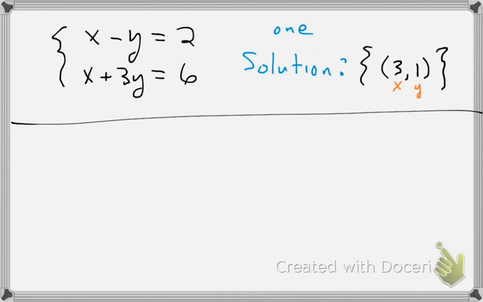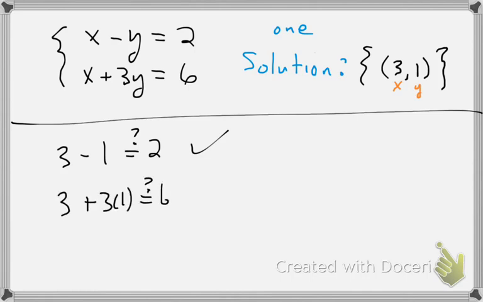Get a true statement. Plug it in. Yeah, if I plug it in, I get a true statement. Only this time it has to be true for both of them. So if I plug in 3 minus 1, is that 2? Yes. Okay, a little delay there gave me a heart palpitation. 3 plus 3 times 1, is it 6? Yes. Then this is my solution. Is that okay?